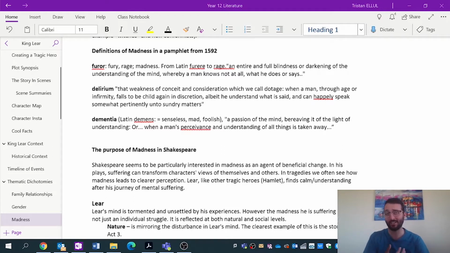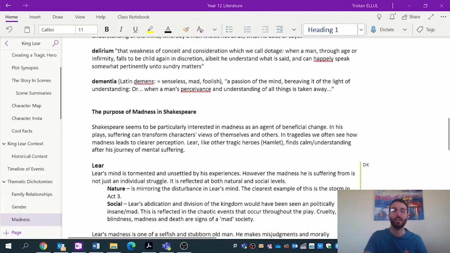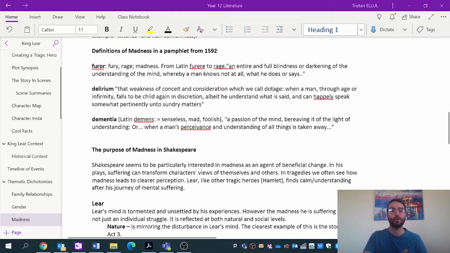And we can probably link these back to mental health issues in today's society and link them to diagnosable conditions. We also have dementia, from the Latin demens, the senseless, mad, foolish. So a passion of the mind, bereaving the light of understanding, or when a man's perceivance and understanding of all things is taken away. So dementia, this idea of a lack of understanding, a lack of awareness.